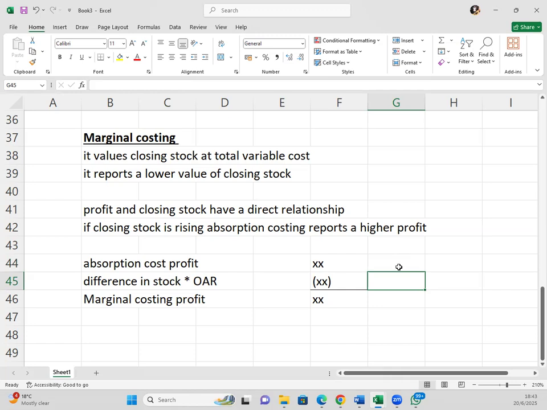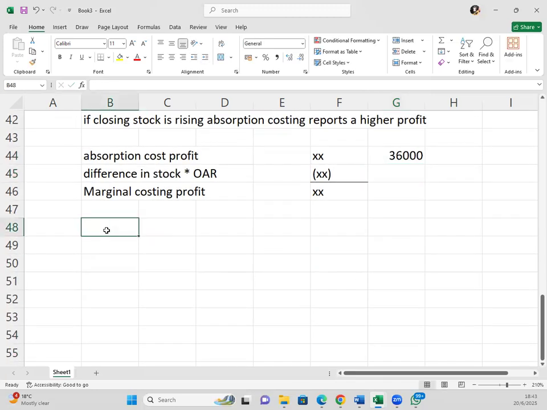Now, let's go and substitute. So absorption costing profit was given as 36,000. Then the closing inventory or the difference in stock. We're not given opening stock, so the assumption is it was at 0, and now it's at 2,000. So the difference in stock is 2,000 times our OAR.